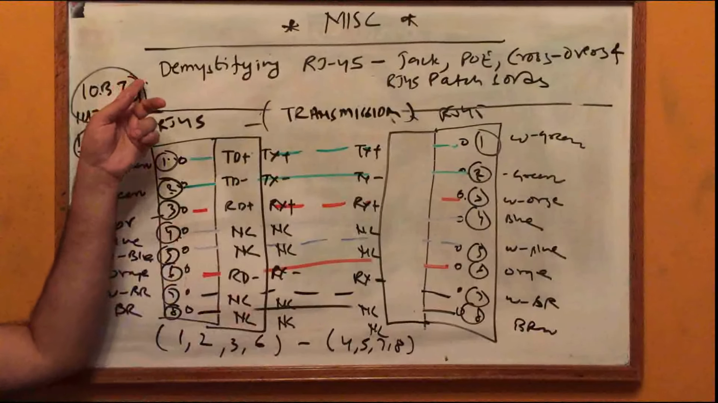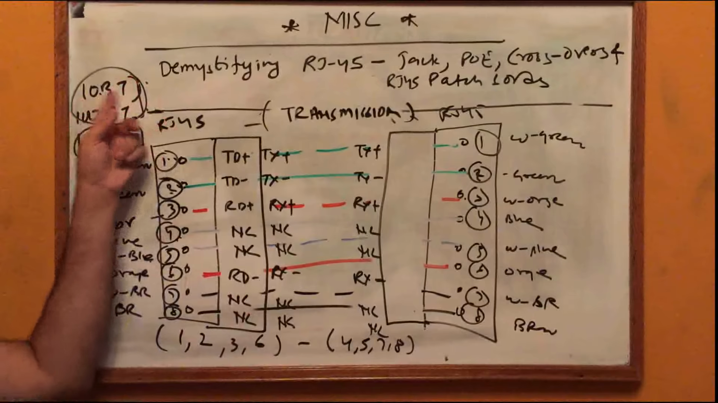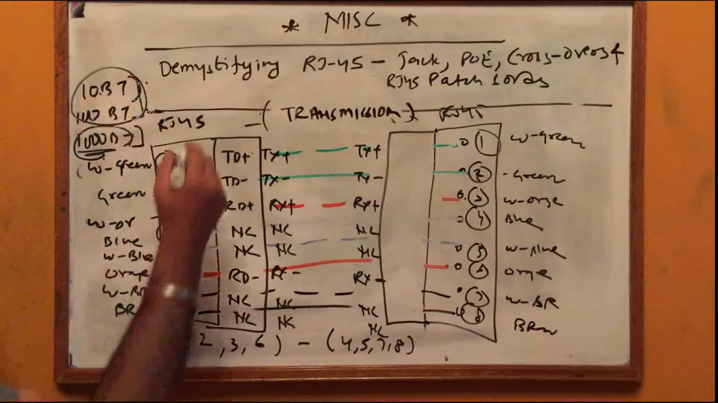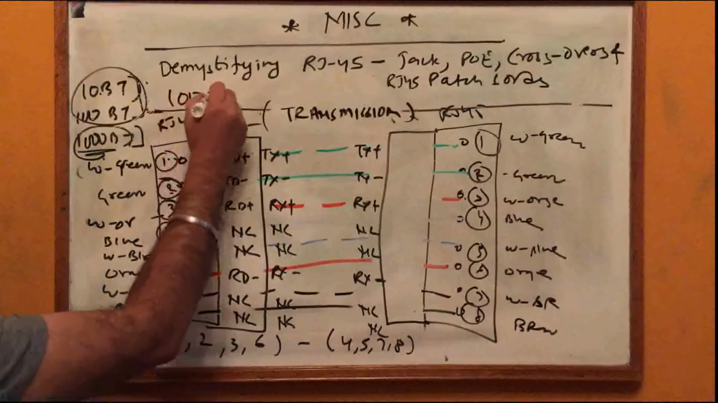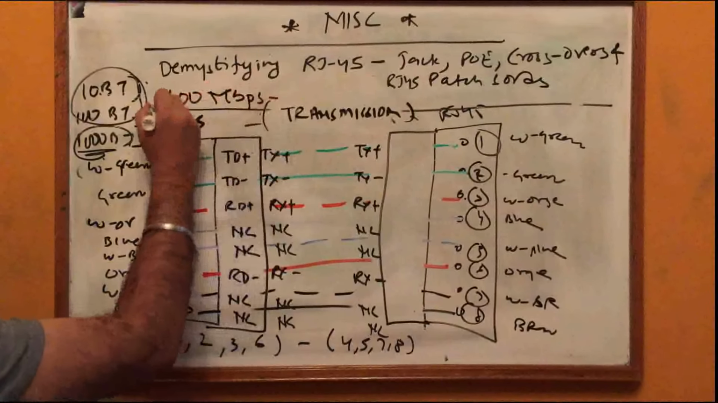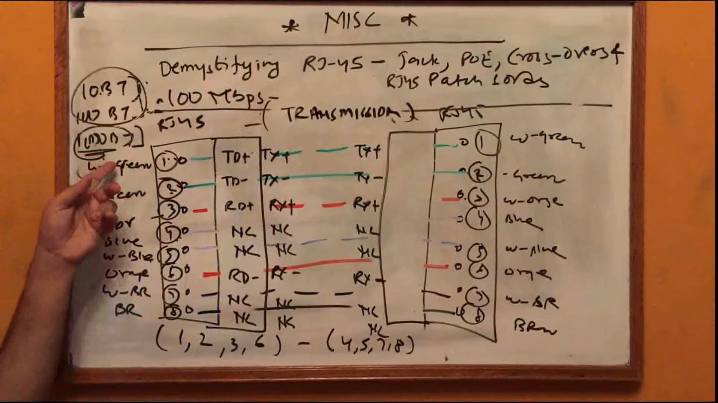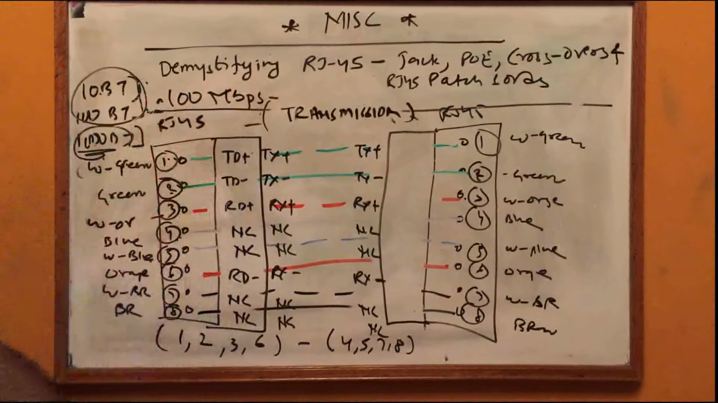But keep in mind that this is 10 base T and 100 base T. We are specifically talking about 100 Mbps networks, because the configuration for 1000 BT is a little different from 100 base T networks.